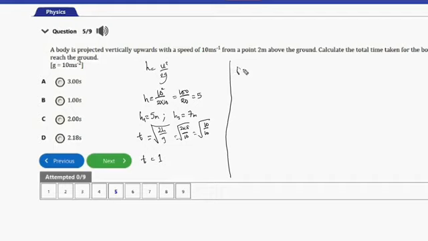Now for the time it will take to reach the ground, we'll go again. t is equal to root 2h over g. But here now the h becomes 7. So 2h is now 14. Root 14 over 10 is root 1.4, and that's 1.18. So guys, to get the total time, we'll add the time taken to reach the maximum height to the time taken to reach the ground. So that will be 2.18. So guys, option D is the answer to this question. And that's it for this question. Let's go ahead and consider the next question, guys.